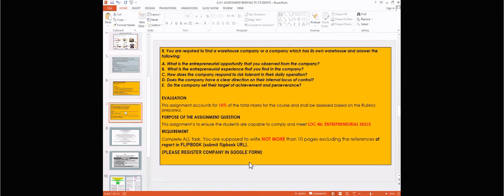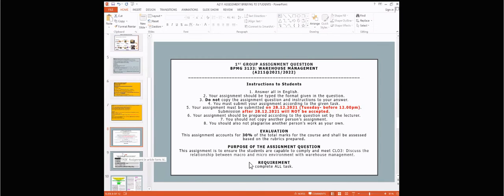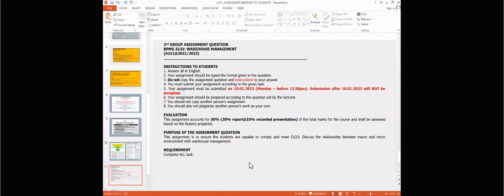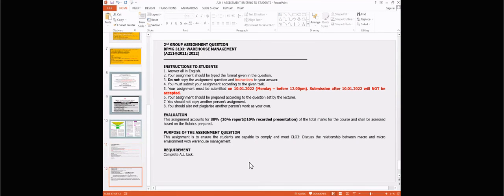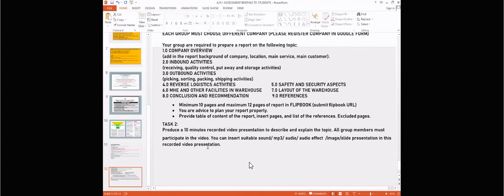The thing that is going to be a bit challenging is when you sit down with your group members, five of you in one group, and you have to decide what company and what topic you want to choose. After that, the topic should cover this.